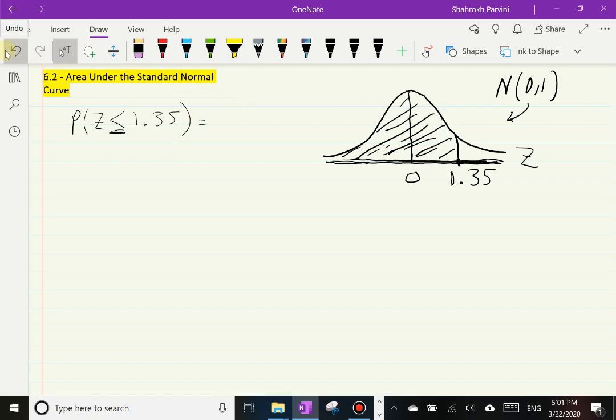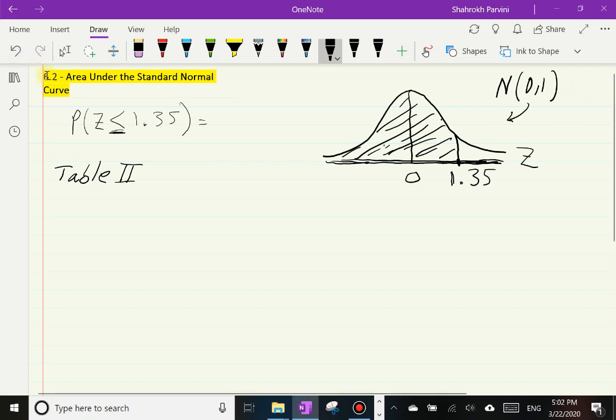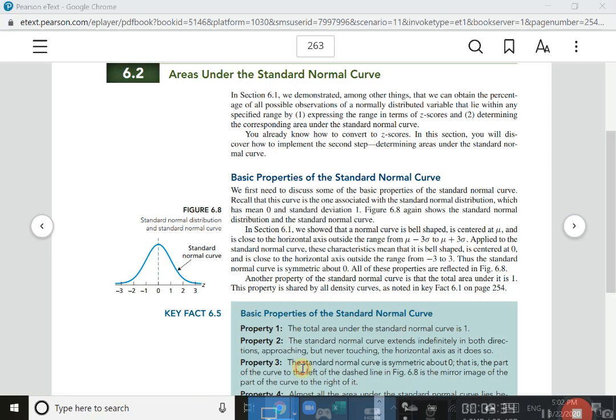So, in order to find this area, we can go to a table in the back of the book. I'm going to use table 2. It's in the appendix, table 2, that's Roman 2, table 2. Let me go to that table and actually show you what this table looks like now. This is the page of the book, the section that we're talking about right now. And I want to go to table 2.